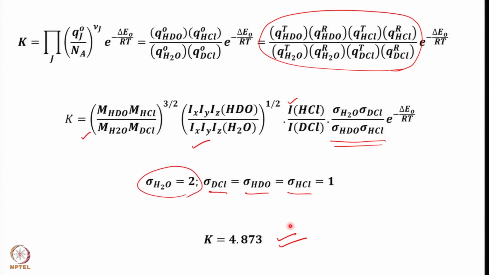So I hope you will appreciate that the equilibrium constant which you are getting here is not from calorimetric measurements, but from spectroscopic measurements. You have to know how to get the translational energy levels, how to get the rotational energy levels. And if vibrational and electronic contributions are there, then you need to worry about those also.